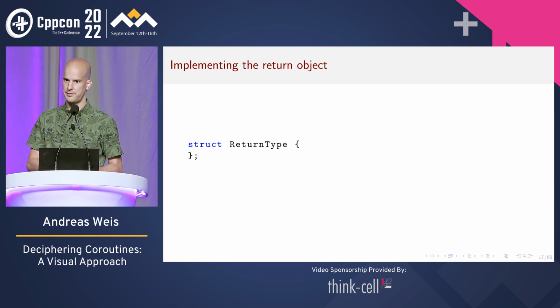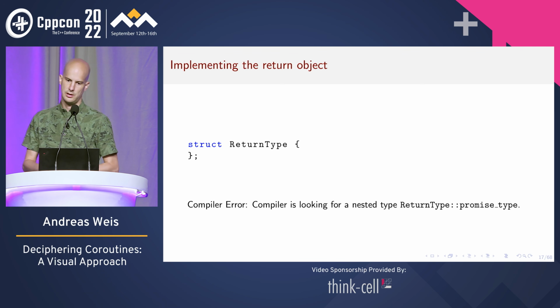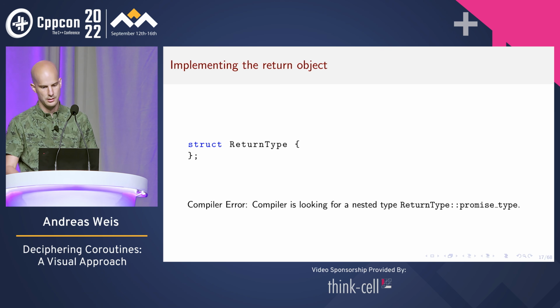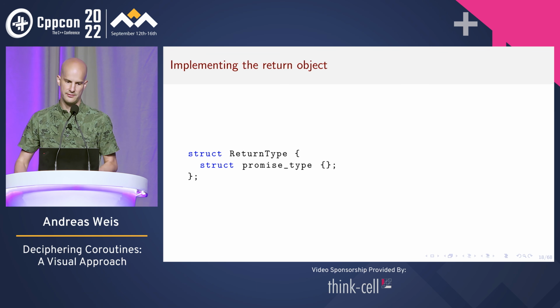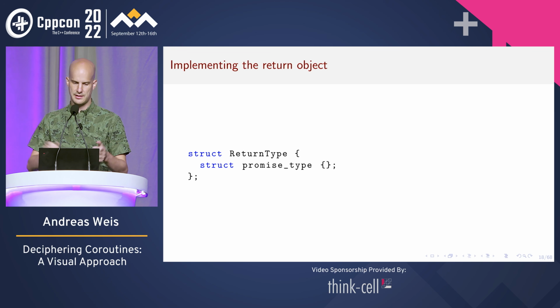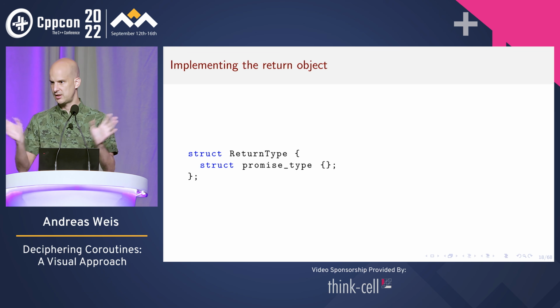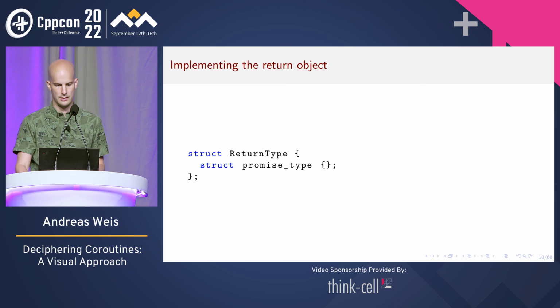Again, I try to start with the simplest possible thing here, just declare an empty type. And if I try to compile this, I will get a compiler error. The compiler is going to complain that it's looking for a nested type called promise_type inside of this return type struct. So, okay, let's try and make the compiler happy and define this nested type. We just provide it inline here because that's the simplest way. It could also be a typedef, it doesn't matter. The compiler just has to find a type under that name somewhere.